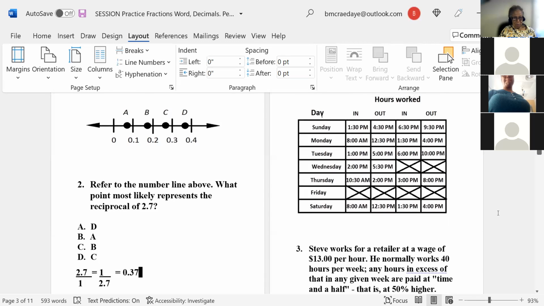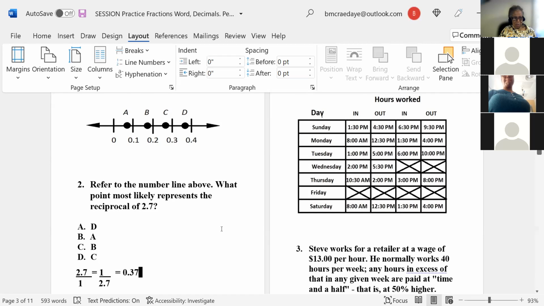Which point? I said it's C, miss. What did you say, Maureen? Between C and D. That's not the choices. It's either A, B, C, or D.